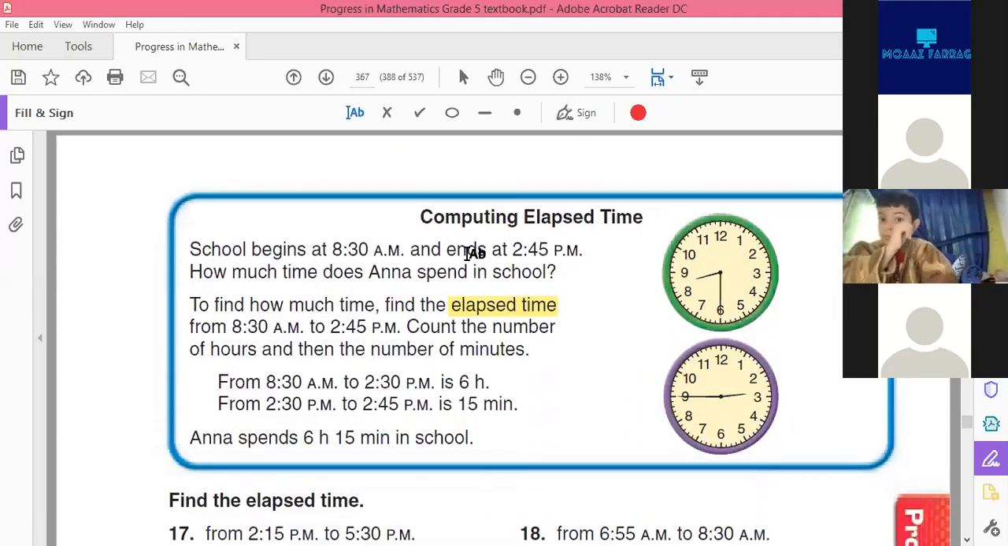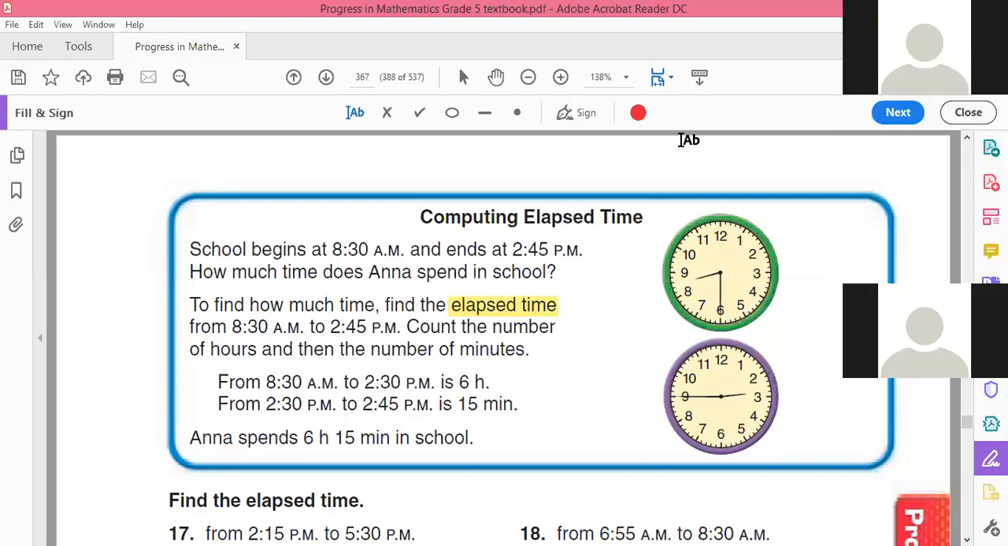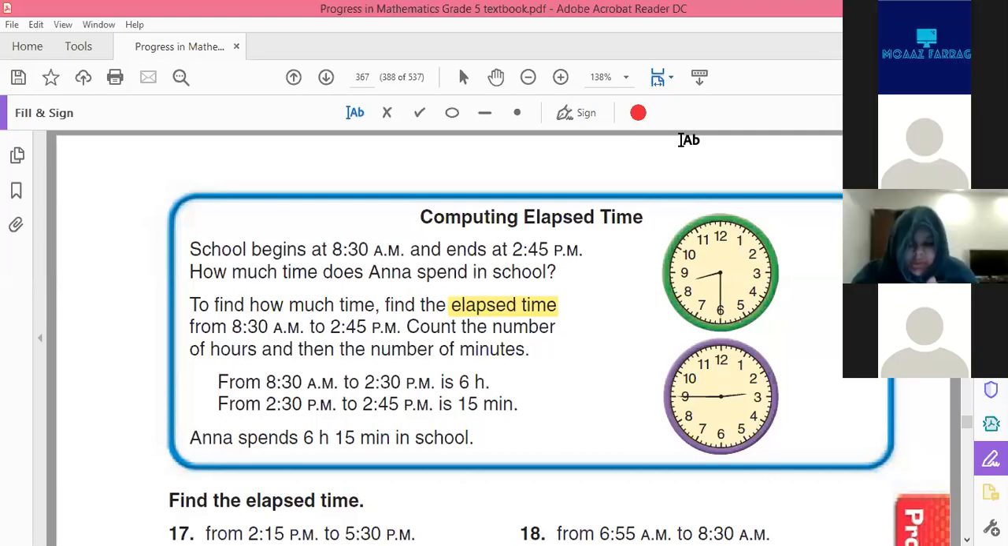Now look at there. Who will read this paragraph? Me, teacher. I will read all of it. I can't, teacher. I can, teacher. Mishari?